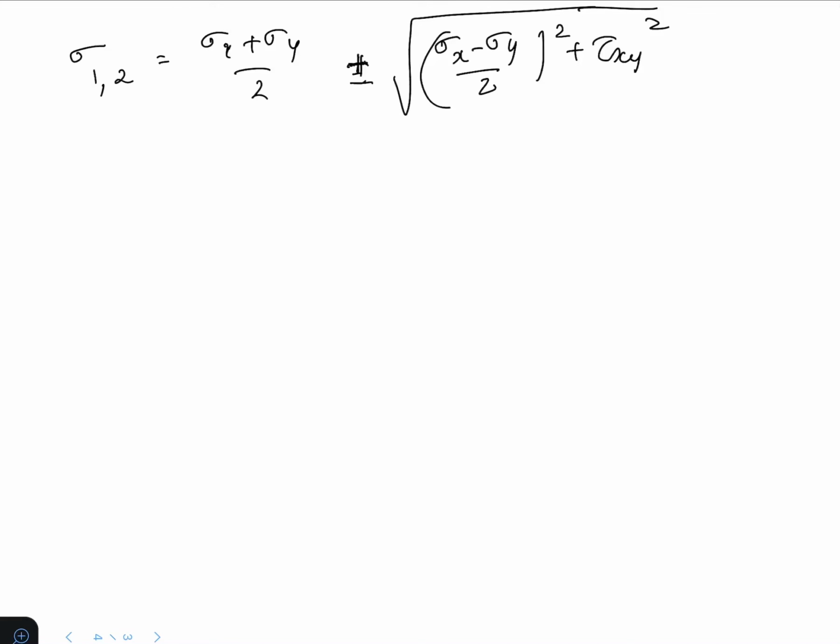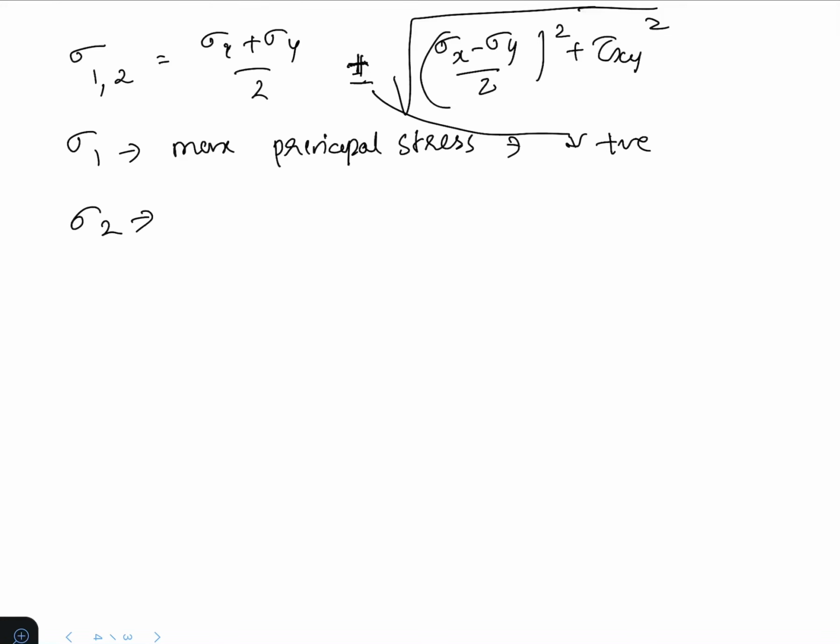So if it is plus value, then it will become maximum stress. This is the maximum principal stress, sigma 1, and that is when this value is positive. And we will have sigma 2 as the minimum principal stress when this value is negative. Okay, so that is regarding principal stresses.